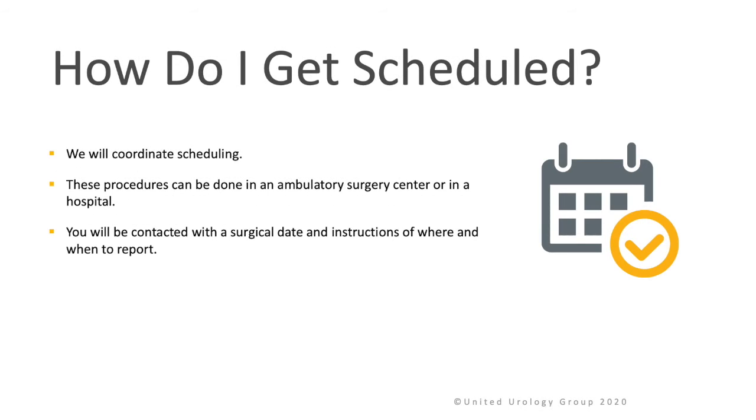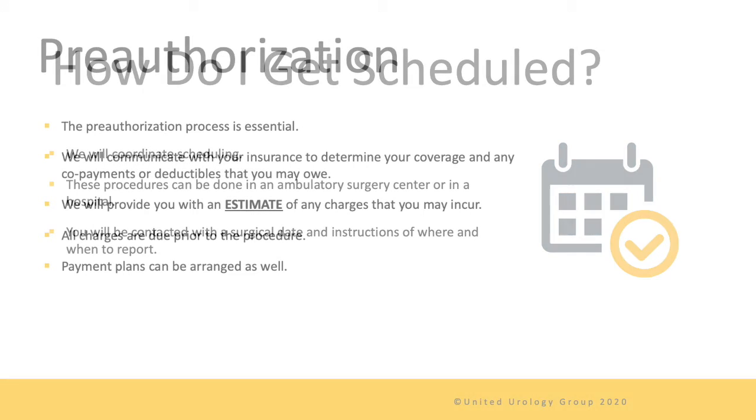How do I schedule the procedure? A surgical scheduler will give you a date. Usually this date will be within 2 to 3 weeks, as we need to obtain pre-authorization from your insurance company.